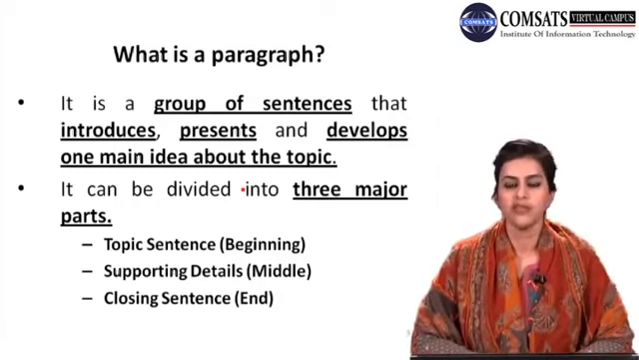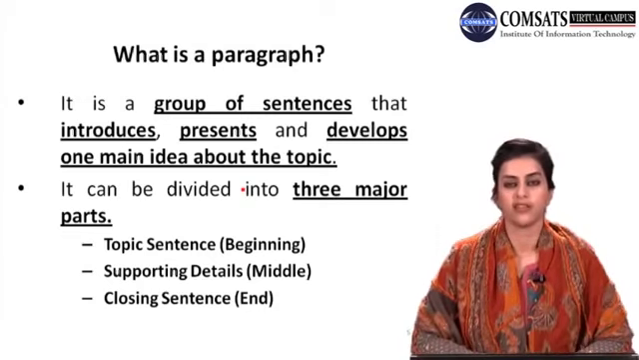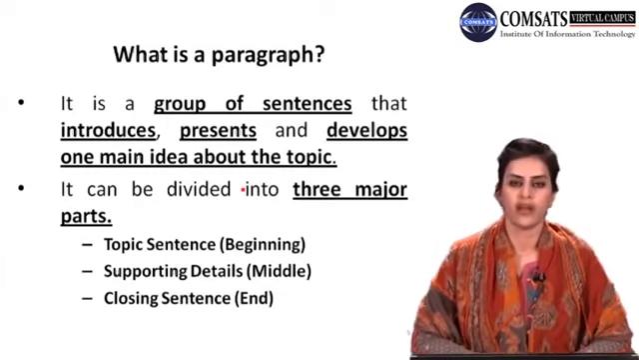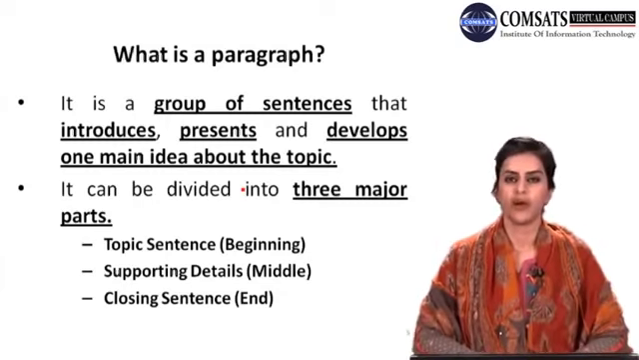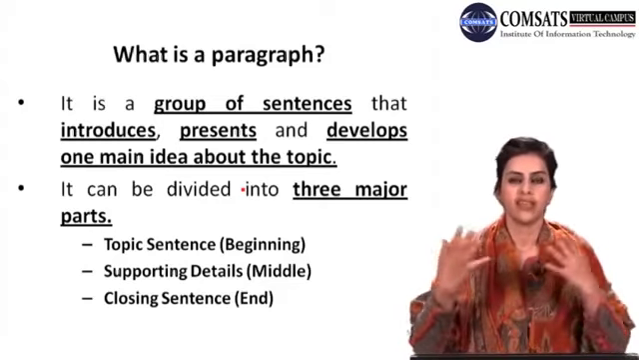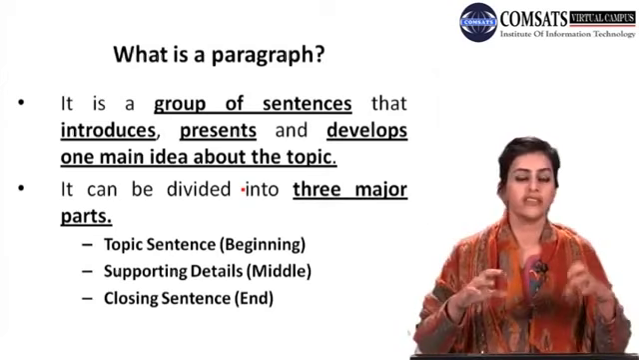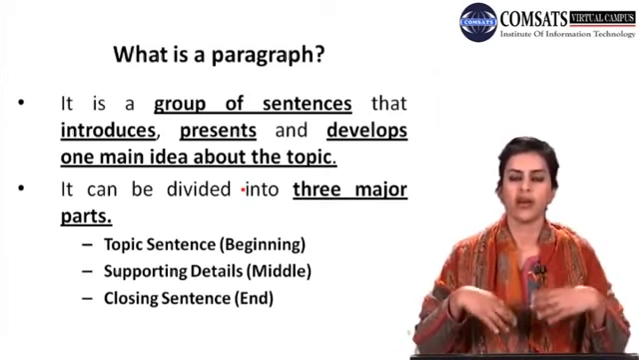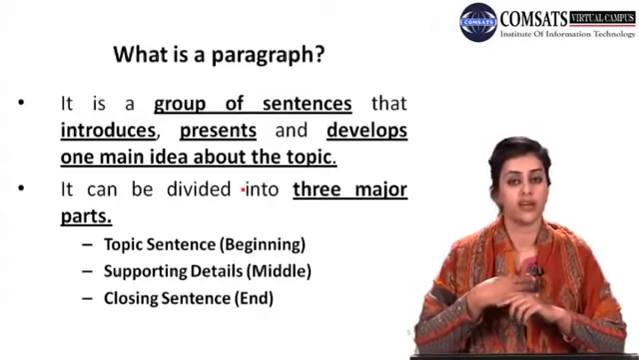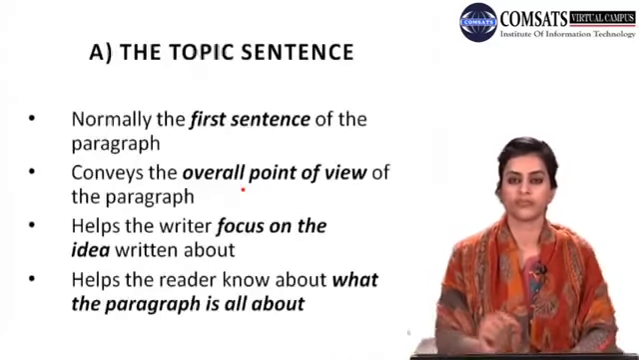There is one topic sentence, that is your beginning, then you have some supporting details, that is your middle, and then you have your closing sentence, that is the end of the paragraph. So a paragraph usually has three parts: beginning, middle and end. Like longer essays, which also have a proper beginning, middle and ending, a paragraph also has three parts. The first is the topic sentence, the second is the supporting details, and the third is the closing sentence, which we are also going to elaborate through examples.